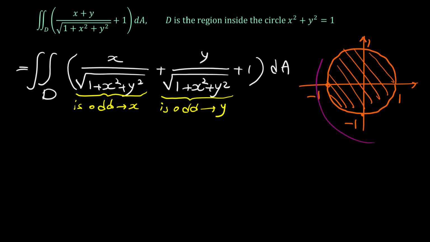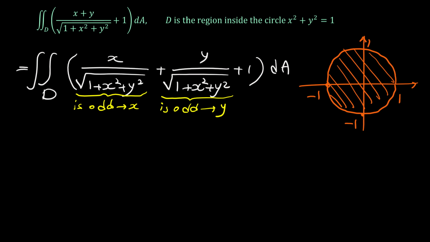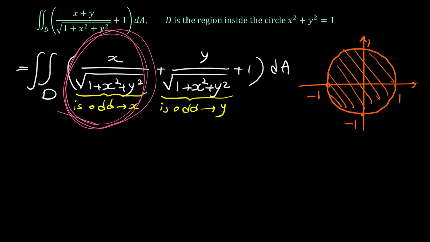If you look at this region, you can see that it is symmetric with respect to y equals 0, and it's symmetric with respect to x equals 0. It's completely symmetric. Because of the property that I explained in the previous question, we can immediately conclude that the double integral of this term over the region D is 0, because the region D is completely symmetric.